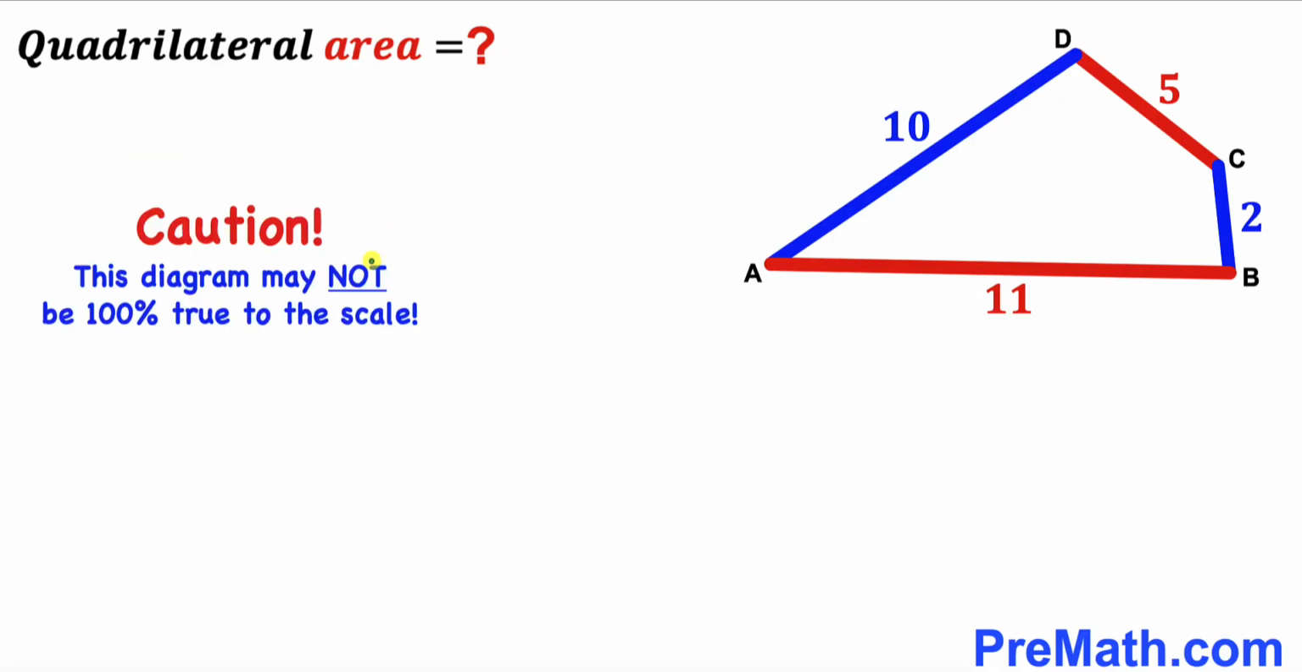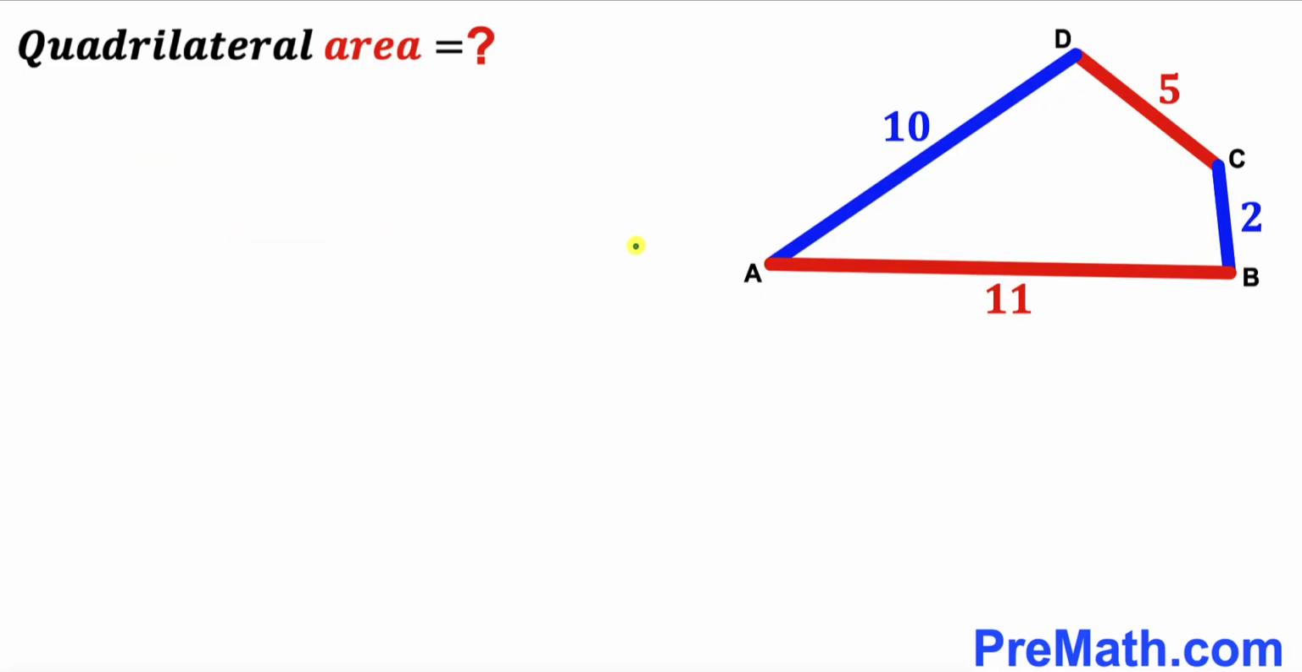Please keep in mind that this figure may not be 100% true to scale. Let's go ahead and get started. Here's our very first step. Let's make an observation. We can see none of the angles of this quadrilateral are known. Only the side lengths have been given.